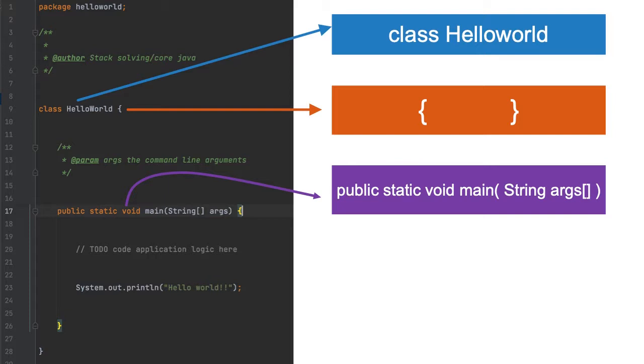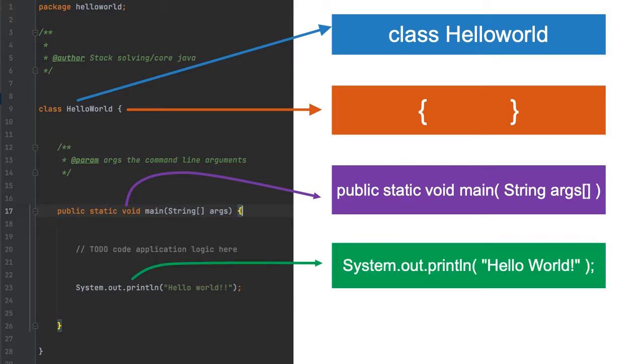When you run a Java program, it will start from that point, and then it takes arguments, a string array of arguments, and they can be passed to this method from the Java run command.